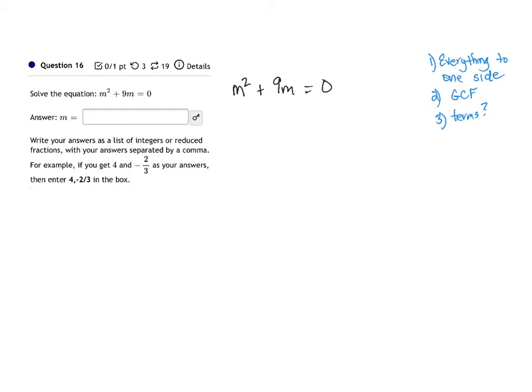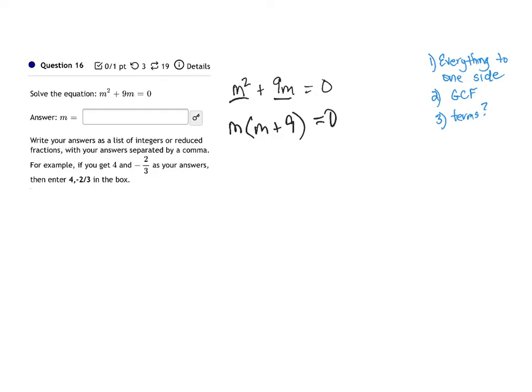Now the next step is to take out our greatest common factor. Notice we have an m in both terms, so I can take out an m, which will leave us m plus 9 equals 0. And we can double check. m times m goes back to m squared. m times 9 is 9m. Now, there's nothing to factor here.